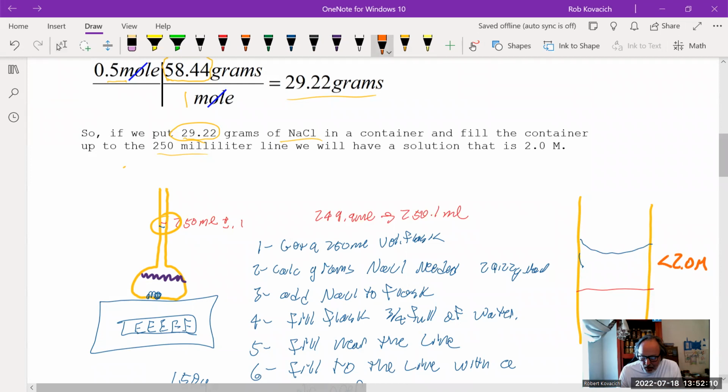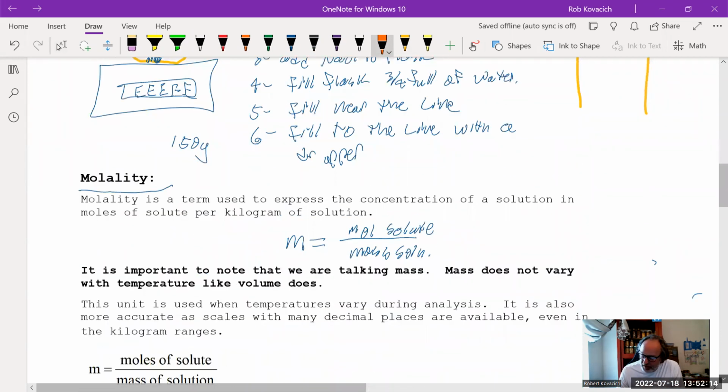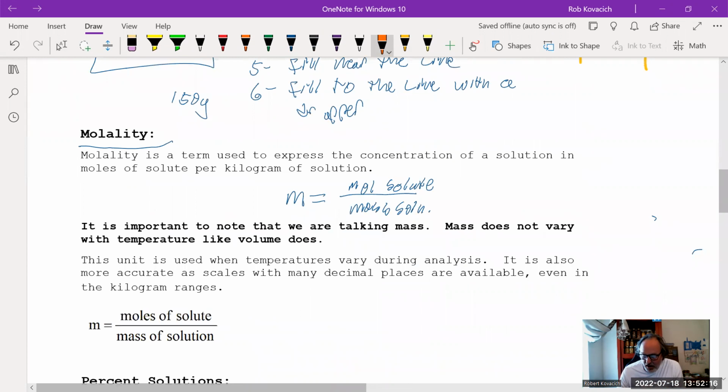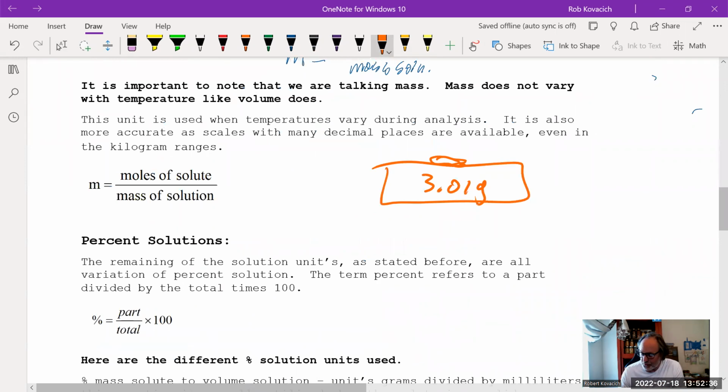Well, that doesn't happen with molality, because even if the temperature goes up, the scale doesn't care. If I'm looking at a scale and the scale reads 3.01 grams and the temp goes up, this object, in this case maybe an older penny, it's still going to read 3.01 grams. But again, the bad side about molality is the scale is going to be quite expensive. I wouldn't be sending those scales home for you guys. It would cost too much.